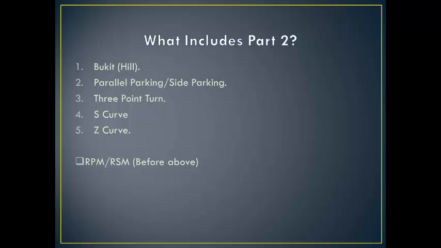And then the Z curve, which is also called jack, where you will be basically passing through a jack type of road, where you will have to make sure that you don't hit the curb while going out of this type of Z curve.